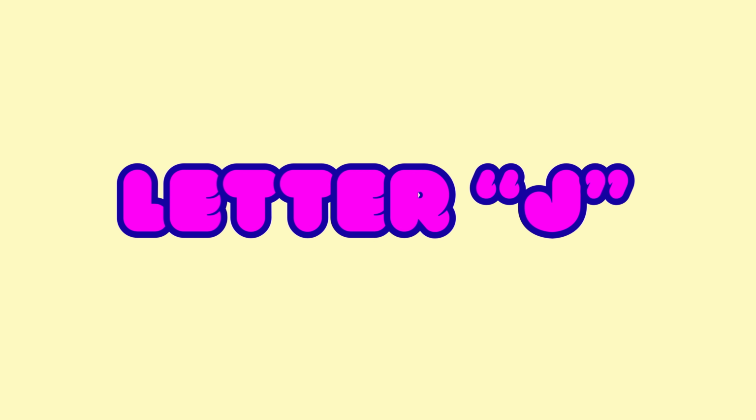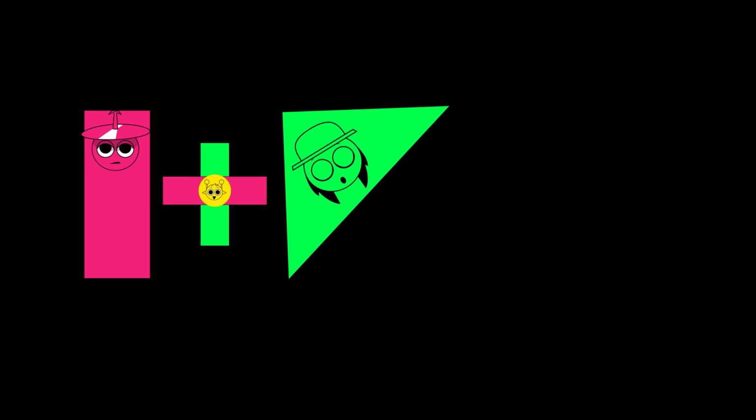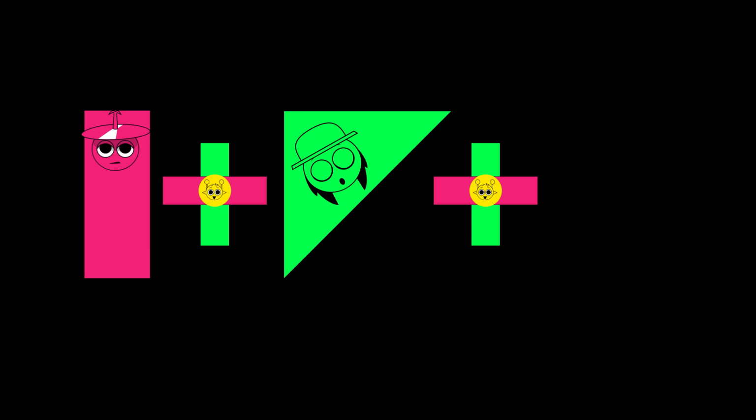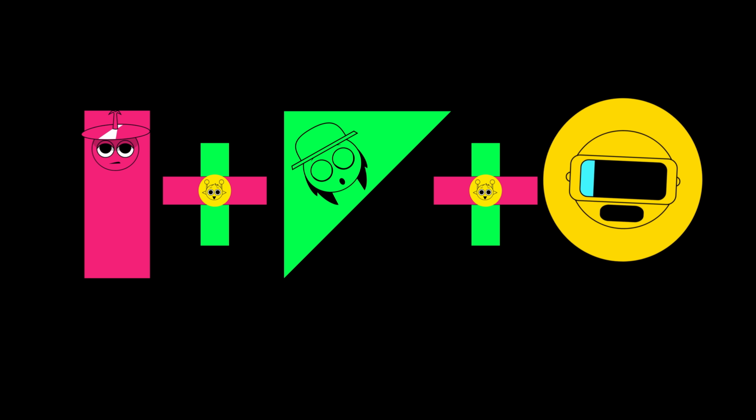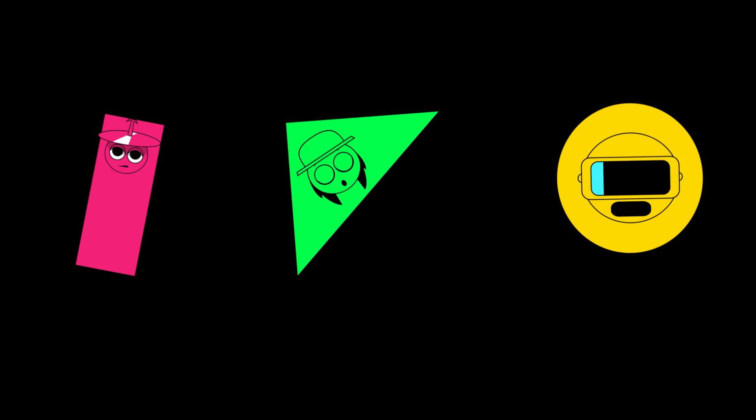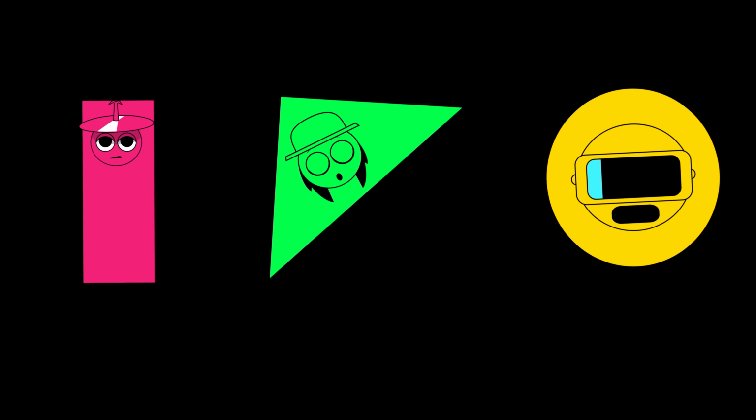Next, make the alphabet letter J. Rectangle. Plus. Triangle. Plus. Circle. Look at the rectangle, triangle, and circle. When we put them together, they make the letter J.